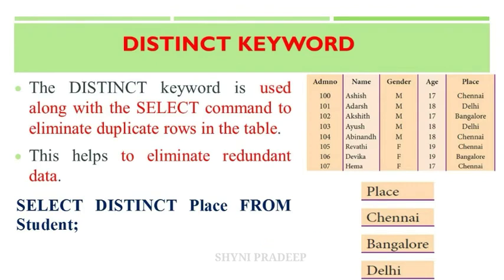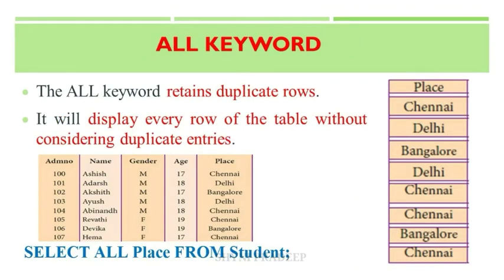Okay. Next let us see about the ALL keyword. This ALL keyword retains duplicate rows, which means it will display every row of the table without considering duplicate entries. So the DISTINCT keyword is used to eliminate duplicate rows in the table, but the ALL keyword is used to display every row of the table without considering duplicate entries. All the duplicate values will be displayed by using the ALL keyword.